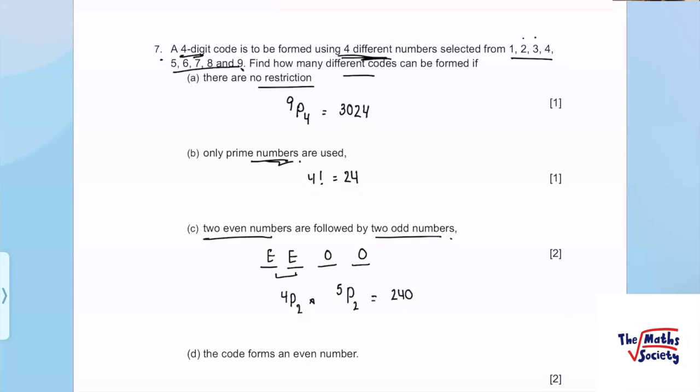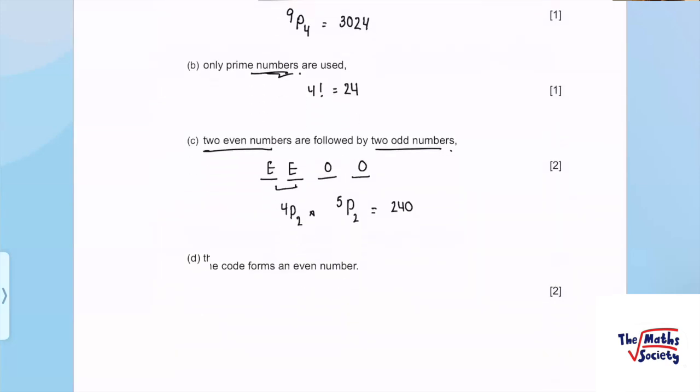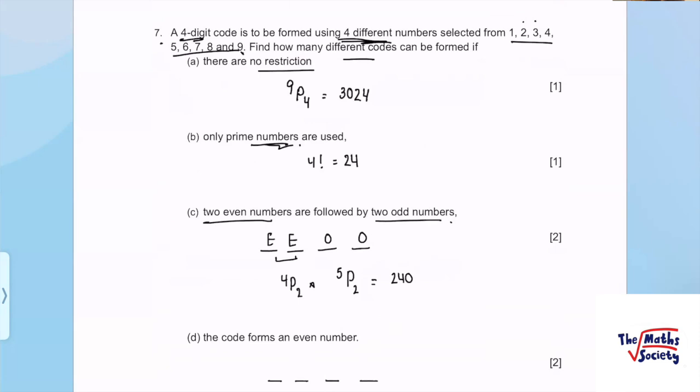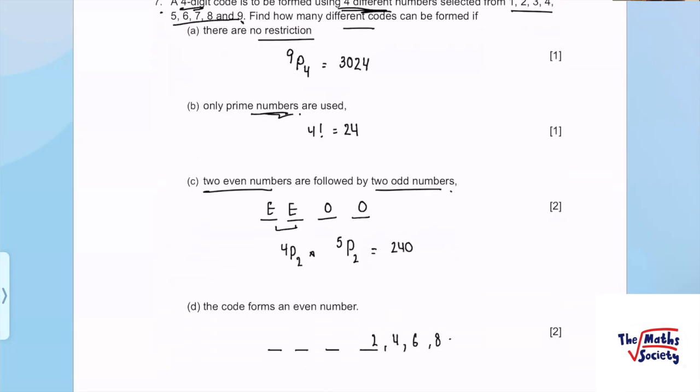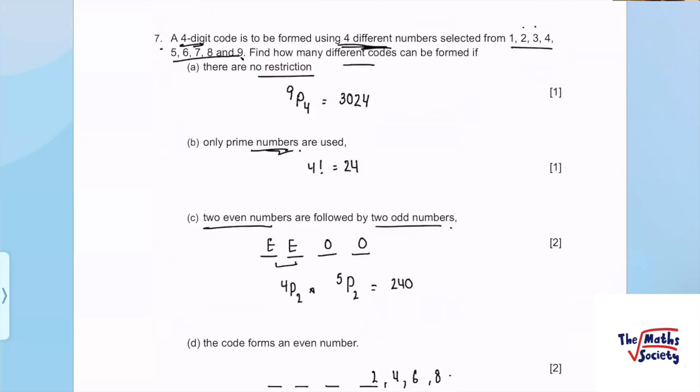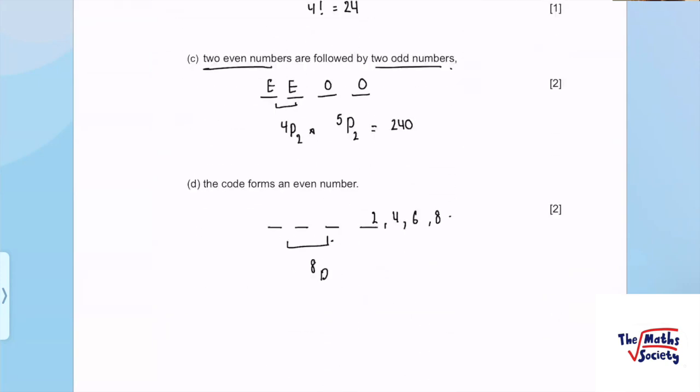And then D is that the code forms an even number. So the 4-digit number has to be even, so it has to end with 2, 4, 6, or 8, and that's it. So here you can choose any, which is going to leave 8 numbers. A total of 8, and you choose 3 from those 8 numbers, multiplied by 4, because there are 4 choices for the last digit. So you have an answer of 1344.